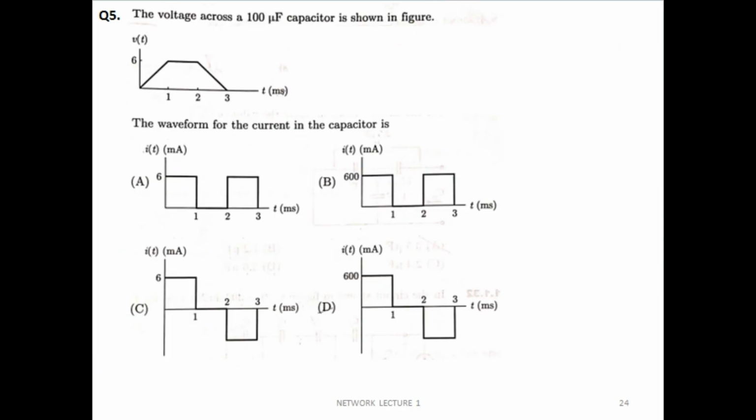Now last question is, the voltage across a 100 microfarad capacitor is shown in the figure. So voltage across the capacitor is given, we have to find out the waveform for the current in the capacitor. Okay, so C value is 100 microfarad. We know that the current across the capacitor is given by C dVc by dt. That is, we have to find out the slope of the voltage waveform.